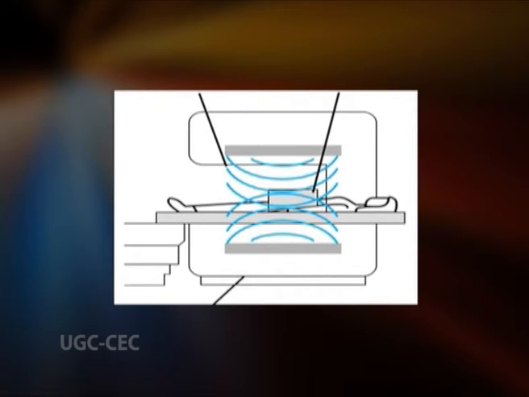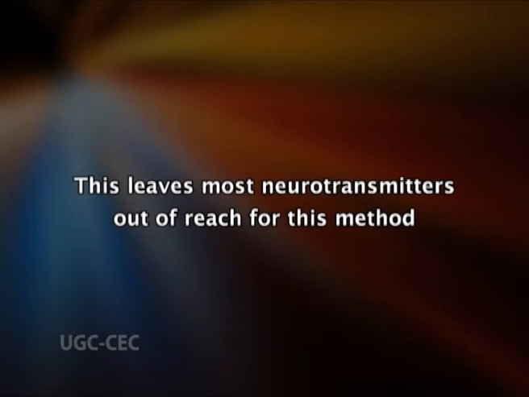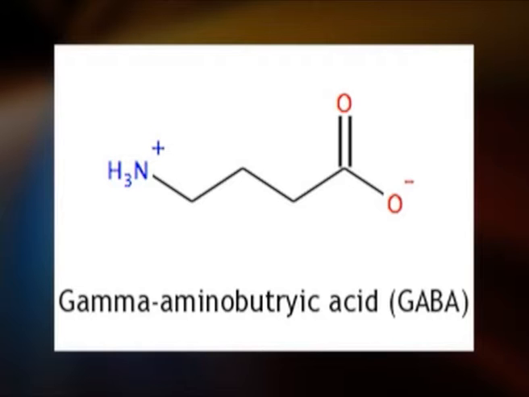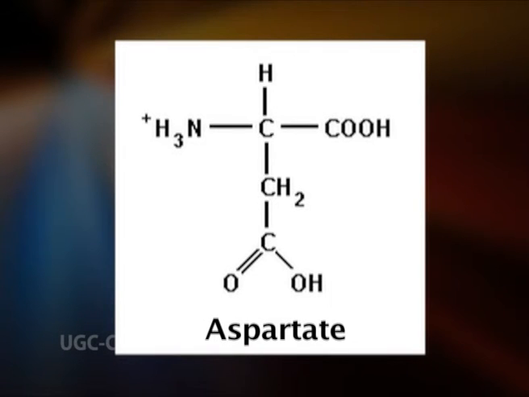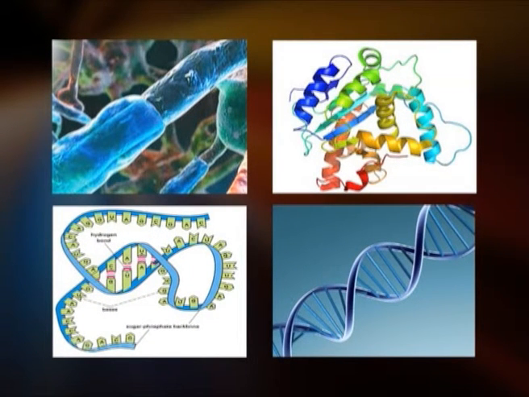Only small mobile chemicals with a concentration of greater than 0.5 millimolar per gram tissue can be observed with in vivo MRS. This leaves most neurotransmitters out of reach for this method. Exceptions may be glutamate, gamma-aminobutyric acid, that is GABA, and aspartate. In addition, large immobile macromolecules and phospholipids, myelin, proteins, RNA and DNA are rendered invisible to MRS.